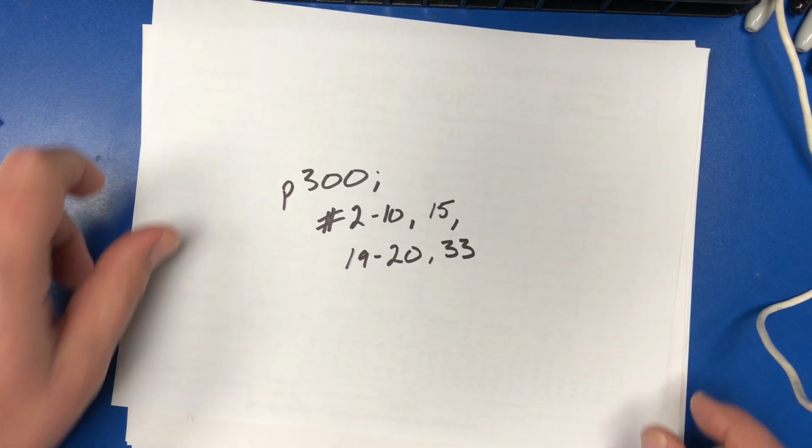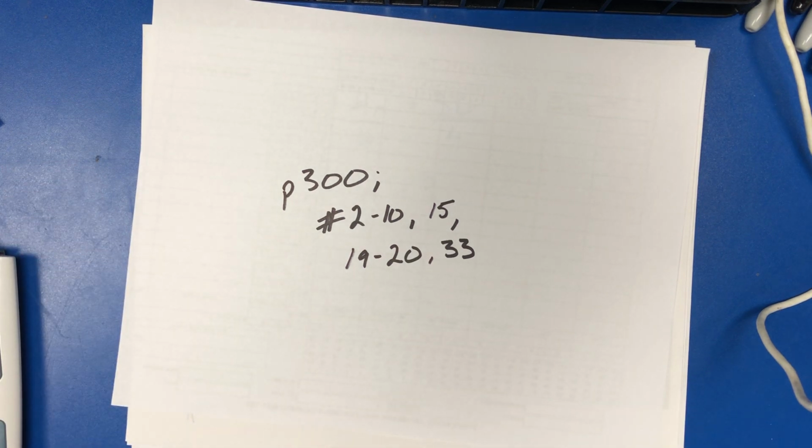Speaking of your homework, I've got it right here, page 300. I want you to do numbers 2 through 10. Do number 15, 19, and 20, and then 33 is another word problem similar to the one that we just saw. Thank you very much. I hope this was helpful, and get to work and have fun.